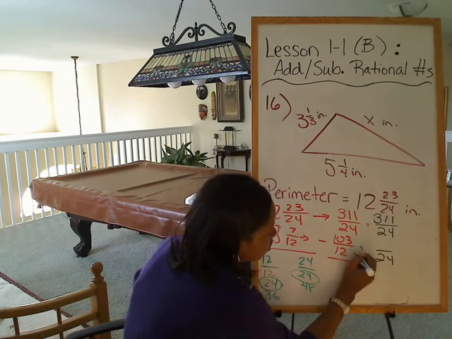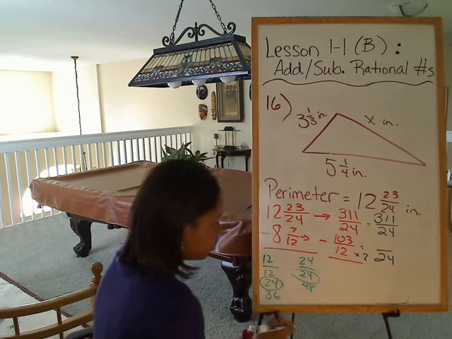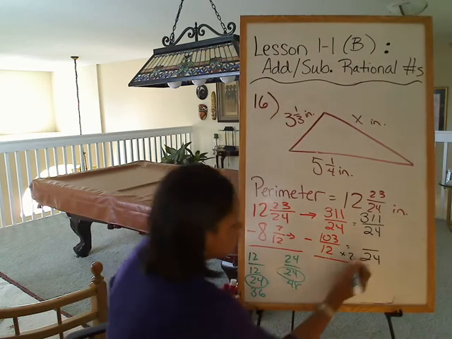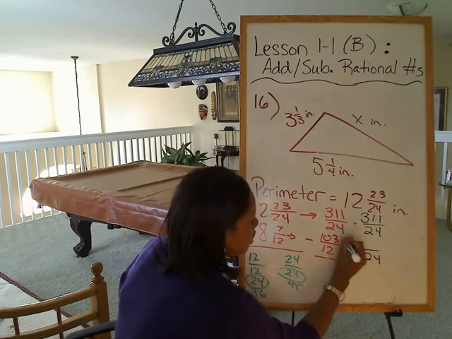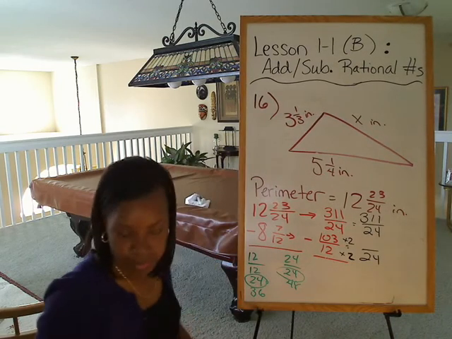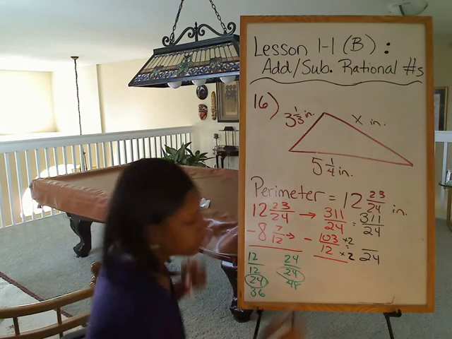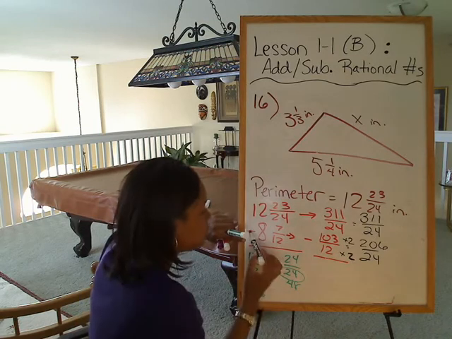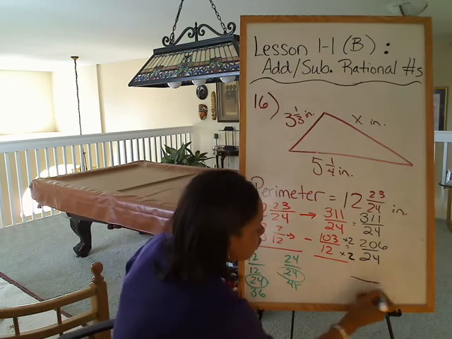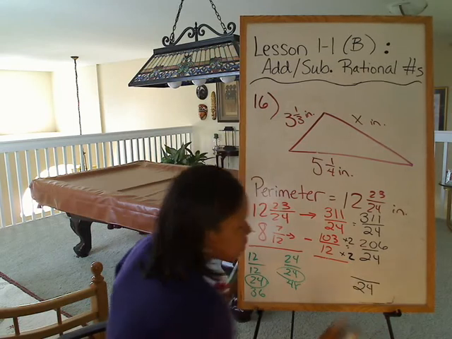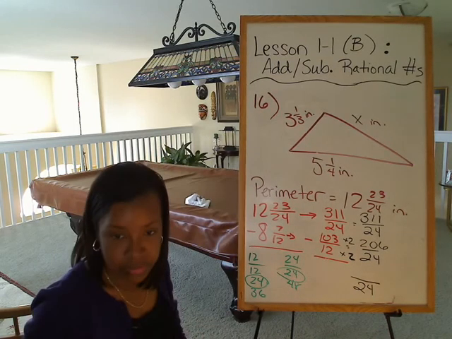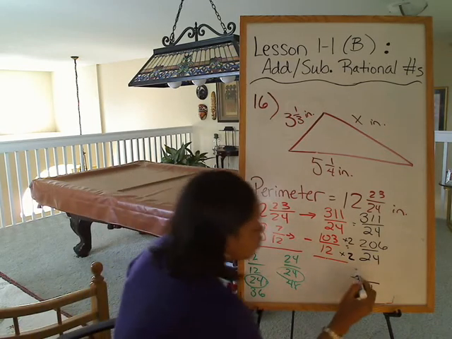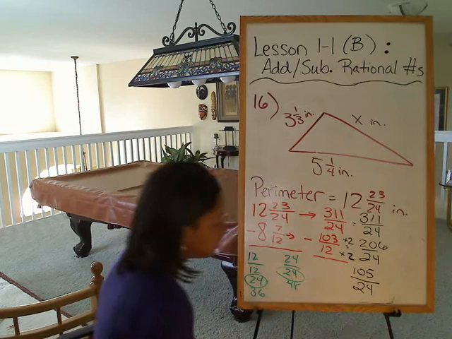In this case, you have to multiply 12 by 2 to get 24. And when you multiply 12 by 2, you get 24, so we multiply 103 by 2. And we get 206. So now we can subtract 311 minus 206. 24 is going to be your denominator. 311 minus 206 is 105.